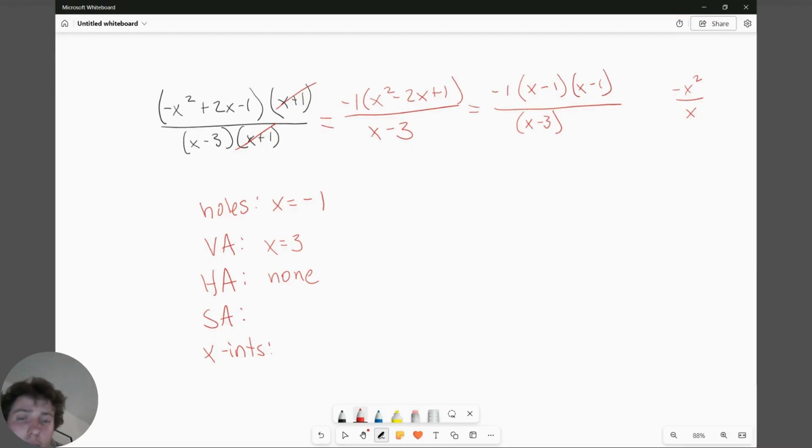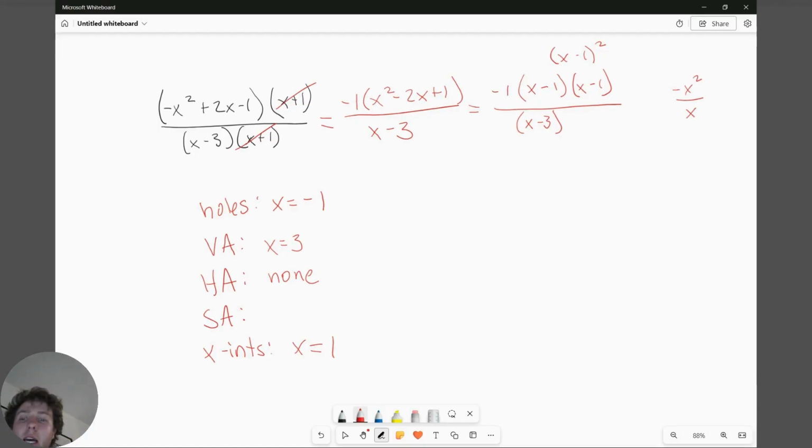X-intercepts, take the top, set it equal to 0. Both of them are the same for both of your parentheses, so it would be x equals 1 and x equals 1. Well, that's just one x-intercept where your graph would bounce at that spot, right? Because that is really just x minus 1 squared. So we know our root, it would bounce at that x-intercept.